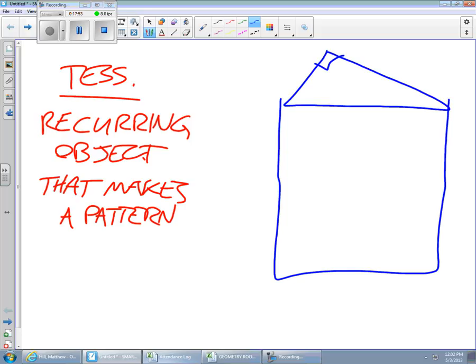Okay, we all know that in a right triangle, the Pythagorean theorem says that a squared plus b squared will equal c squared. But that's not the only place that we've ever seen the Pythagorean theorem. We've seen it in other types of triangles as well.